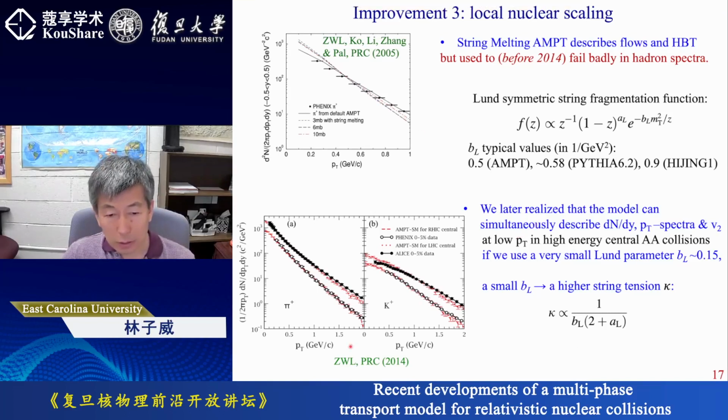Then we realized in this study about 9 years ago that the string melting AMPT model could be tuned to describe the bulk data, not only dN/dy and PT spectrum, but also the anisotropic flows at low PT for central AA collisions, if you are willing to use a very small value for B, as small as 0.15. You can see compared to the standard values it is very low. And if you do that, then you can use the string melting AMPT model to describe the data as shown here for RHIC and LHC.